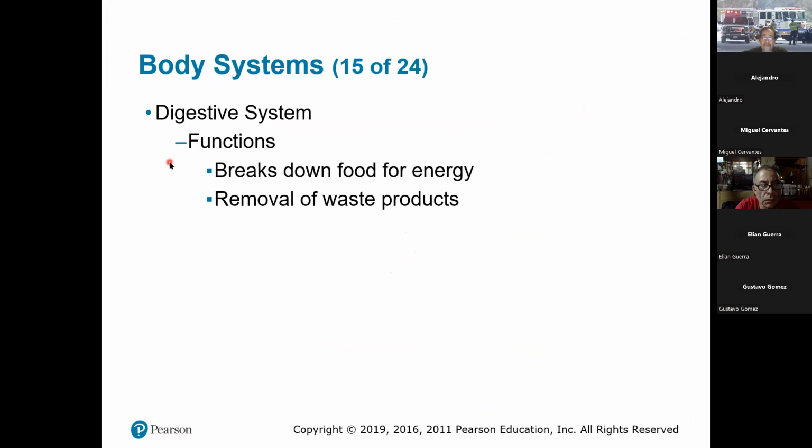One of the functions of the digestive system is to break down that burger that you've eaten into small sugars. It also removes waste products, because eventually, if you eat a burger right now, within a few hours you're going to poop it out. And guys are a little bit more notorious than women. Usually, guys tend to want to eat something and then have to go to the restroom right afterwards.